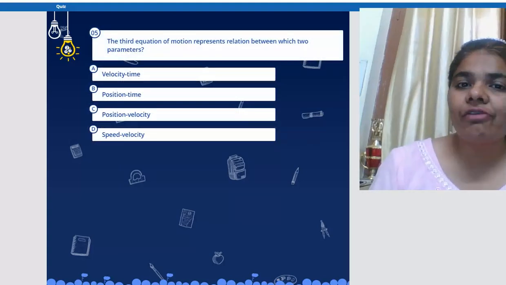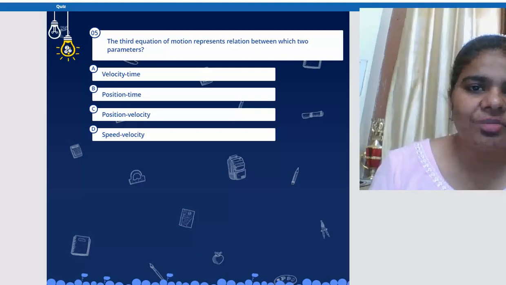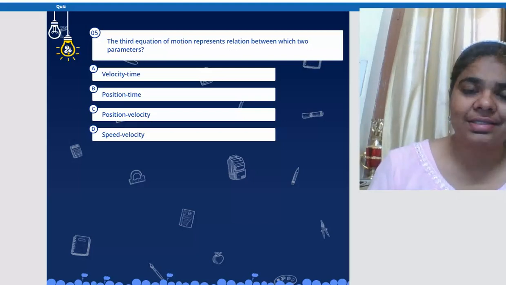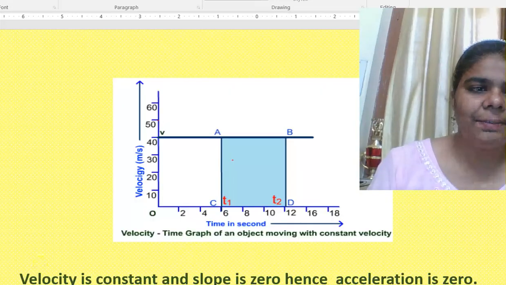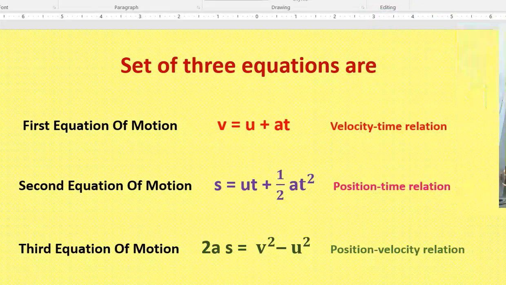The third equation of motion represents relation between which two parameters? Yes, third equation, remember? But what was that? Let's see. Third equation of motion, here it is. That is 2as equals to v square minus u square. It is position velocity relation. So it is representing the relation between position, that is S, and velocity, that is V and U.